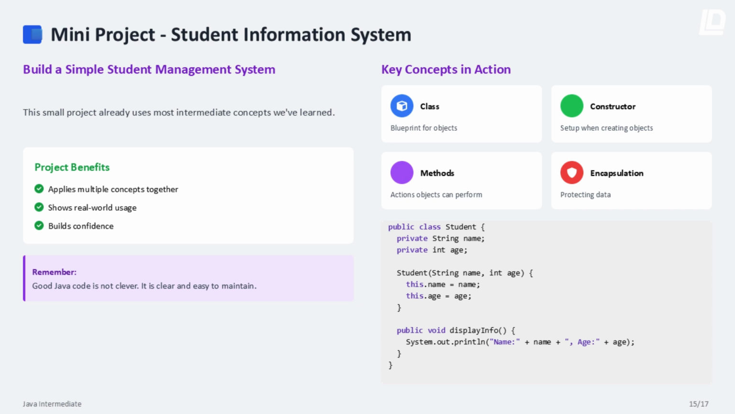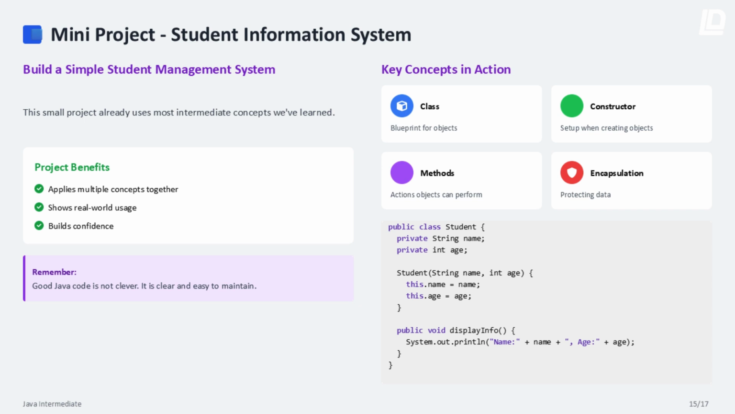After that, you need to create a method that displays the student's information. This method should print the name and age in a readable format. When this method is called, Java should display the stored data of the object. This shows that you understand how methods work and how objects perform actions.